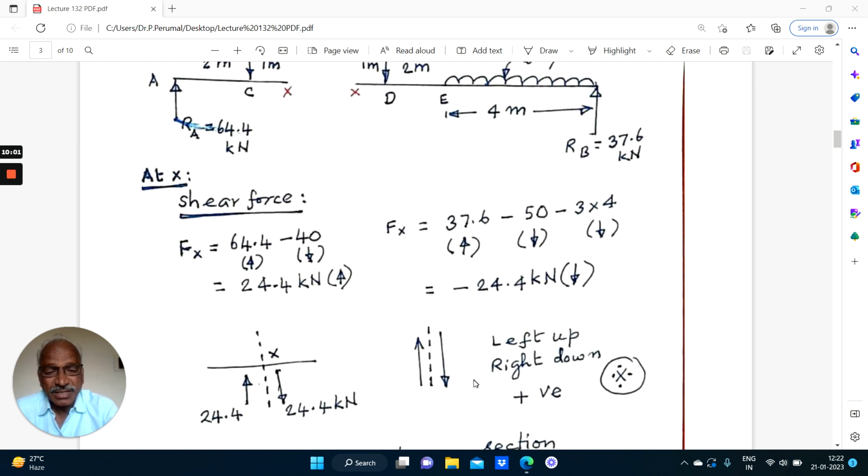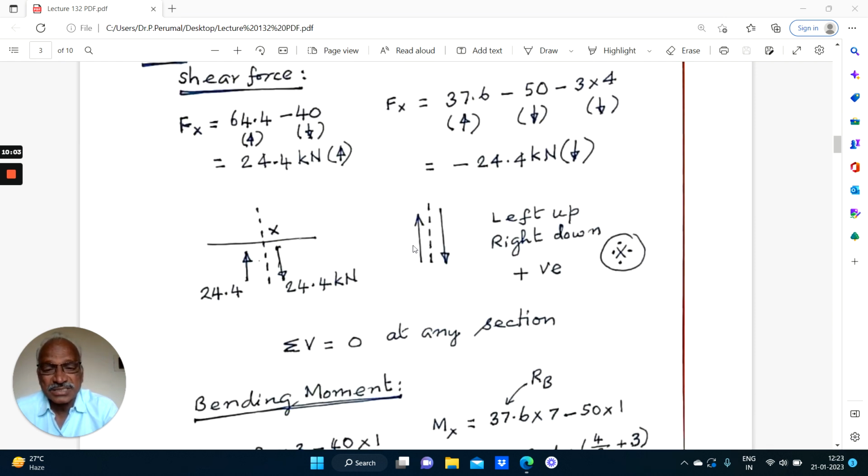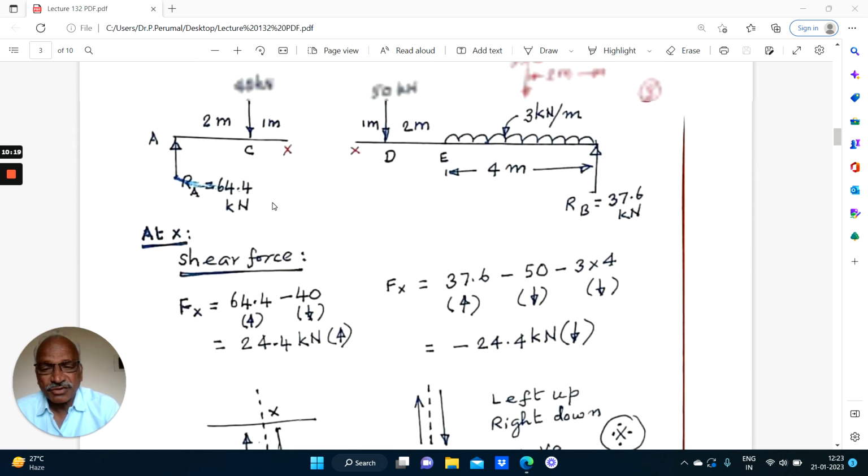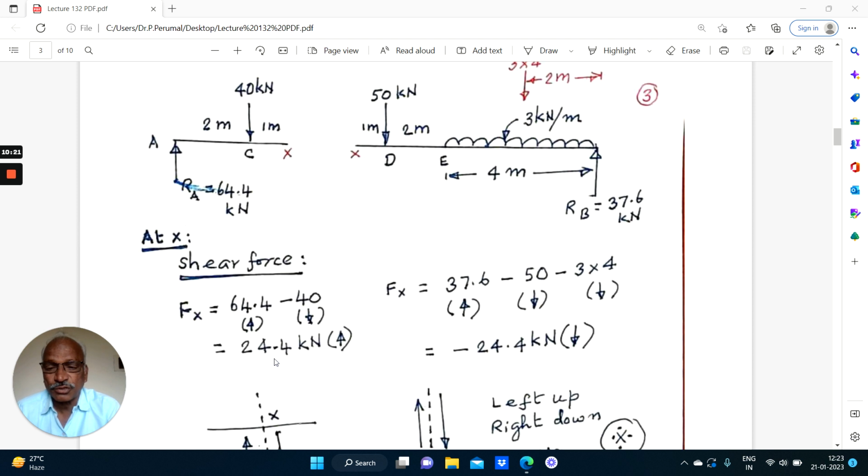Or you can say clockwise is positive. Clockwise is positive. Right. That is about the sign convention. So that means if it is left down, it is negative. Right up is negative. And here one more point. So we have got the shear force of 24.4 kilonewton, considering the loads only to the left of the section or only to the right of the section. At the section X, when you add the two values, the algebraic sum will be equal to 0.